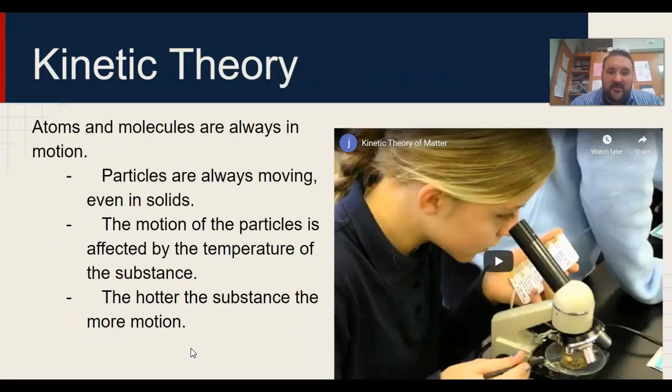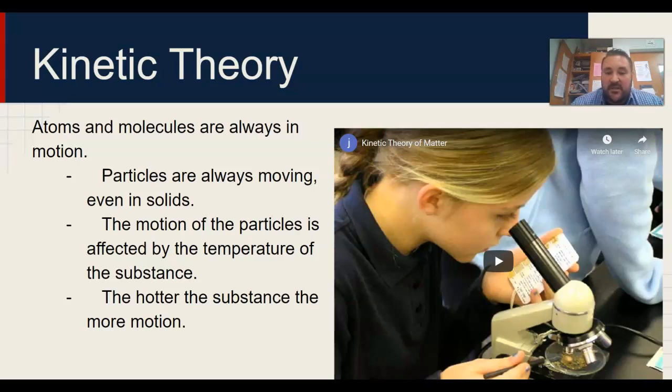The kinetic theory of matter. Kinetics means to move, and the theory says that particles are always moving. Depending on how fast those particles are moving, the matter reacts differently. Those particles are always in motion of some sort. The only possible way that we've theorized to get to no motion is if we could reach absolute zero.